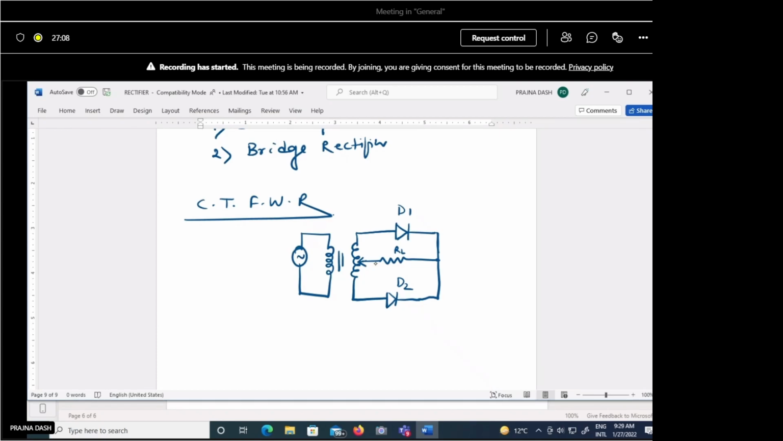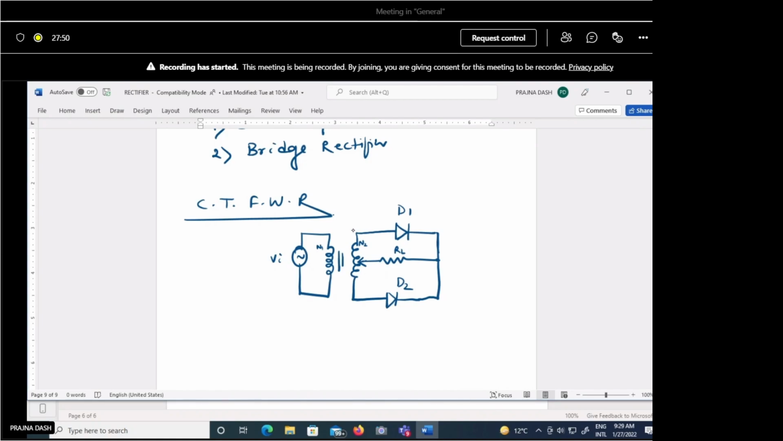One end of the load is connected to the center point of the secondary winding. This is the primary winding, this is the secondary winding. Exactly at the center point, we are tapping the center of that secondary winding, and that is called the center tap rectifier. What is the benefit of this center tap rectifier? Suppose here we are applying the input Vi. Let's say N1 is equal to N2. So whatever Vi we are giving here, the same Vi amount should be in the secondary winding.